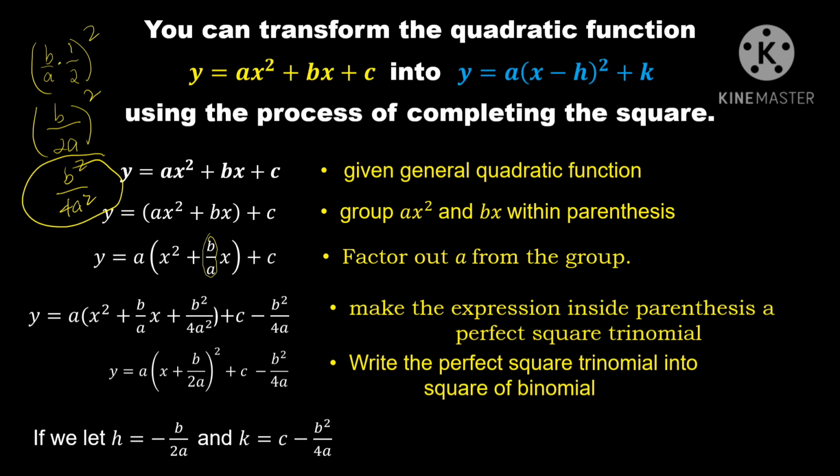Okay, so if we let h be equal to negative b over 2a and k equals c minus b squared over 4a, then the equation is now y equals a times the square of x minus h plus k. Okay, so this is now the general form. I'm sorry, not general form, but the standard or the vertex form. So the vertex is hk. The hk is the vertex.